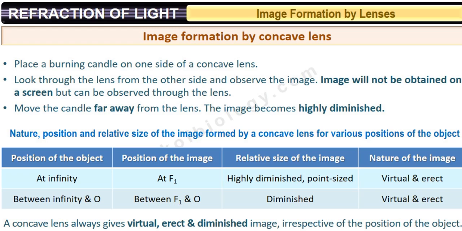Okay, till here we have understood. Now let's see, a concave lens always gives a virtual, erect and diminished image irrespective of the position of the object. Wherever you keep the object, a concave lens will always give us a virtual, erect and diminished image.